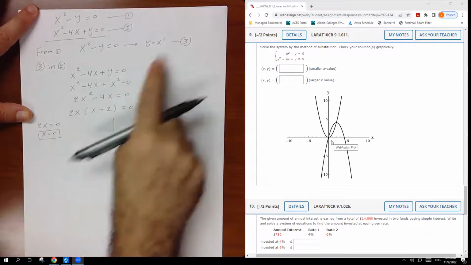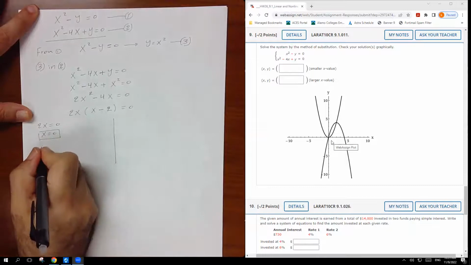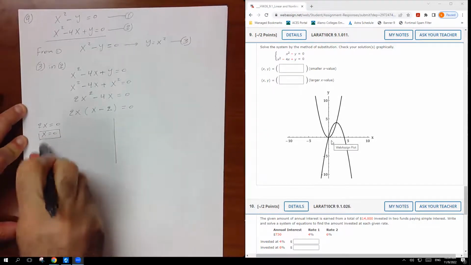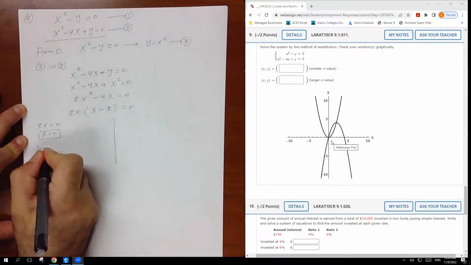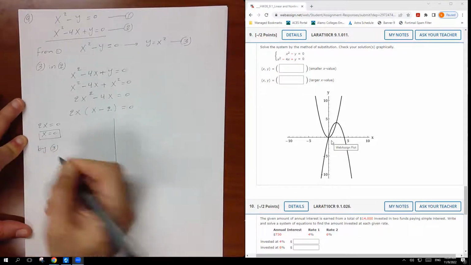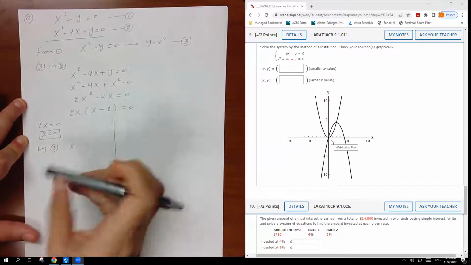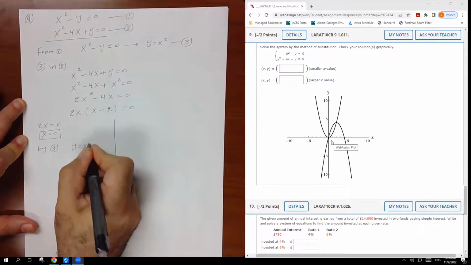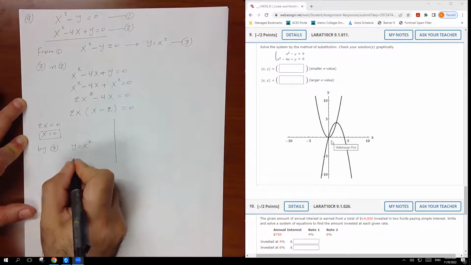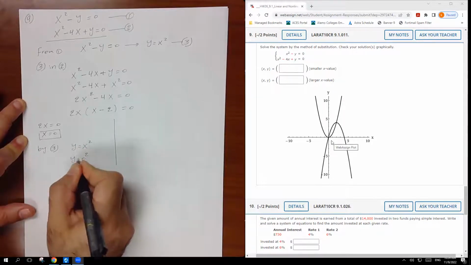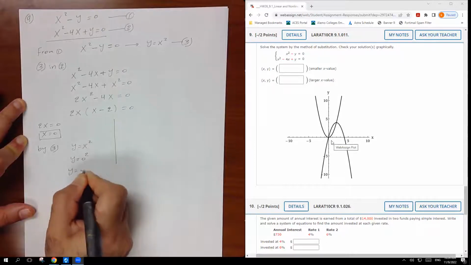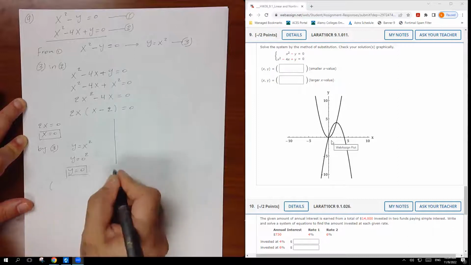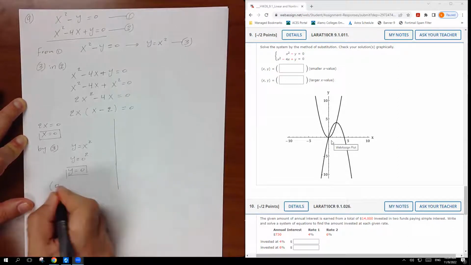Plug in x equals 0 here. So y, using y equal x squared. That means y is going to be equal 0 squared. So y equals 0. So our first solution is going to be the point 0, 0.